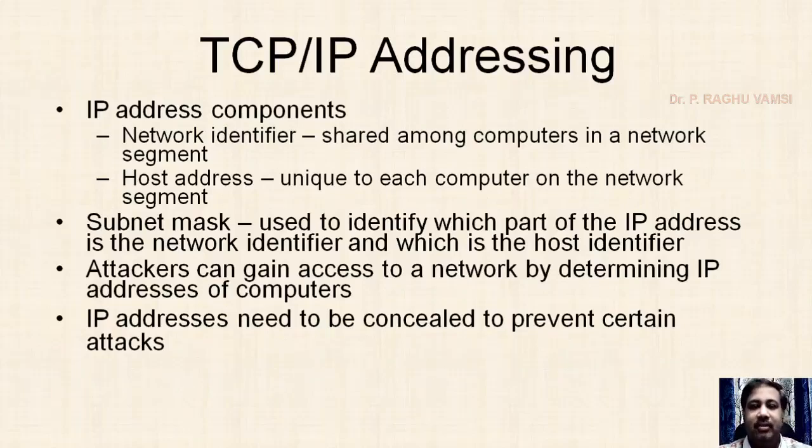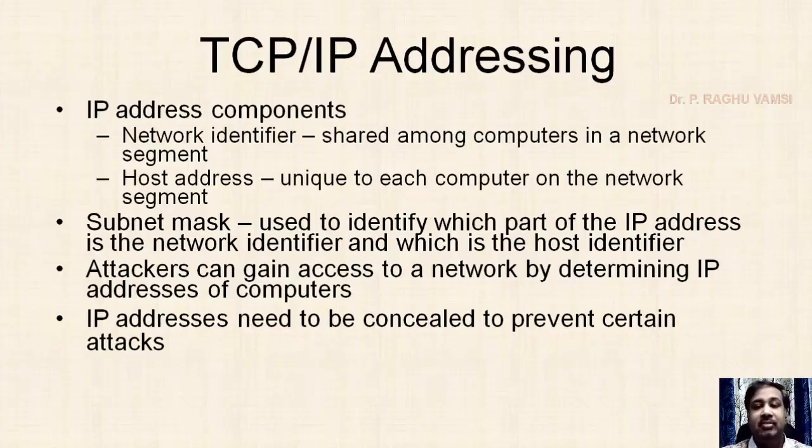So IP address components are like this: network identifier, which says to which network this packet has to be transmitted, and host address. It is just like a locality and house number. It will have two parts: the network address, or network identifier, shared among computers in a network segment; and the host address, which is unique to each computer on the network segment.